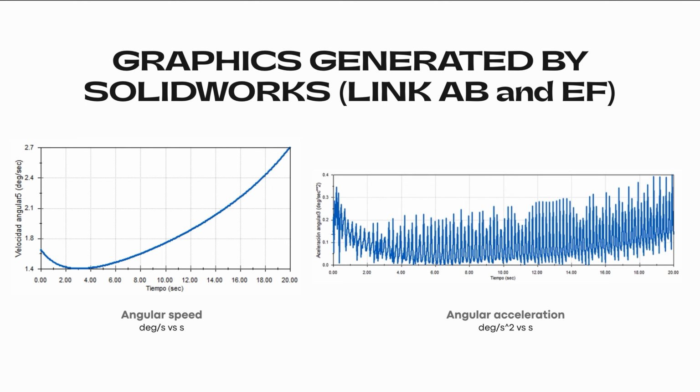These graphs represent the angular speed and angular acceleration of links AB and EF. The angular speed decreases slightly at the beginning and then increases as the scissors jack opens. This occurs because the geometry of the mechanism changes during the lifting motion. The angular acceleration shows oscillations, which may be caused by the central screw mechanism, since it transforms rotational motion into linear displacement and can generate small variations in the motion of the links.